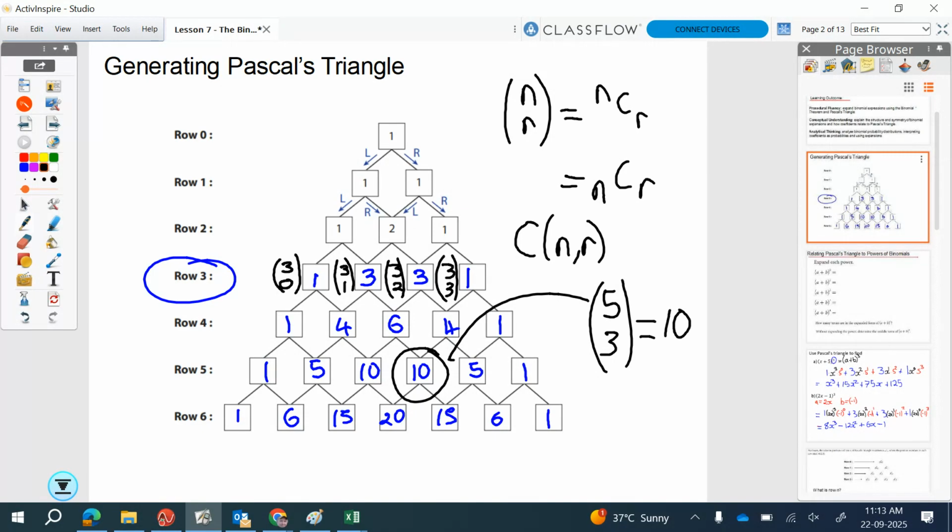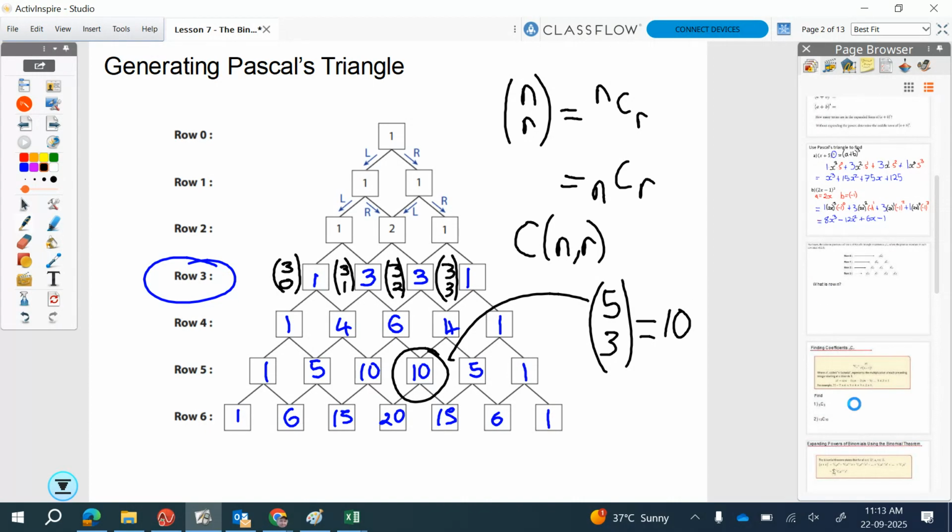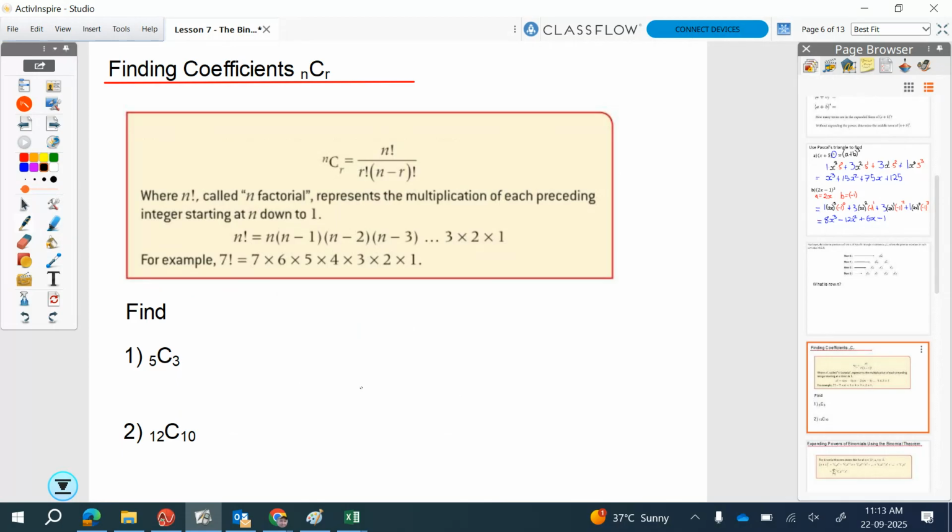Let's have a go at that. What is 10? What is the fifth row, number 3, standard? What is 10? So we want 5 over 3. Let me show you how to do this.